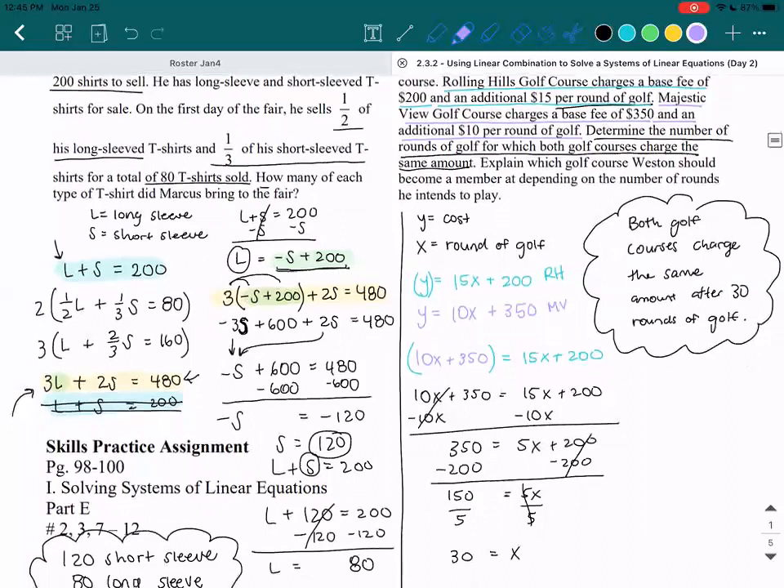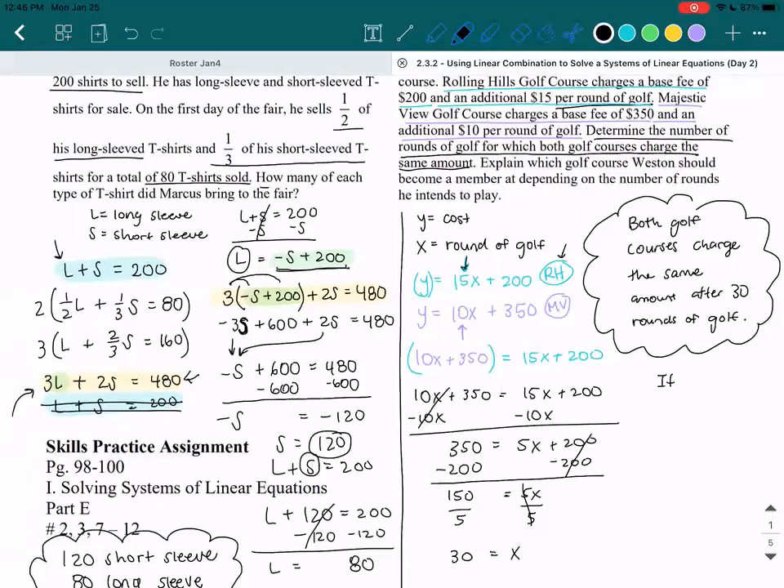So at 30 rounds of golf, they're going to cost the same. However, the blue equation, Rolling Hills, every single round of golf, they're going to charge $15. And Majestic View, the purple one, every single round of golf, they charge $10. So if he were to go and play 31 rounds of golf, so 31 now instead of 30, 30 is equal. If you were to play 31 rounds, Rolling Hills will cost more because they charge $15 per round of golf.